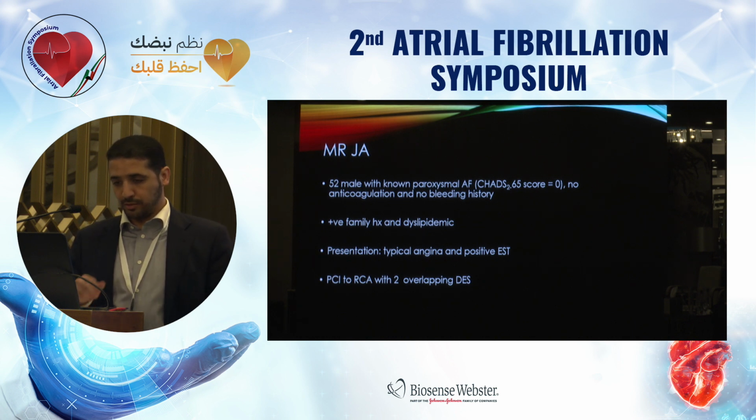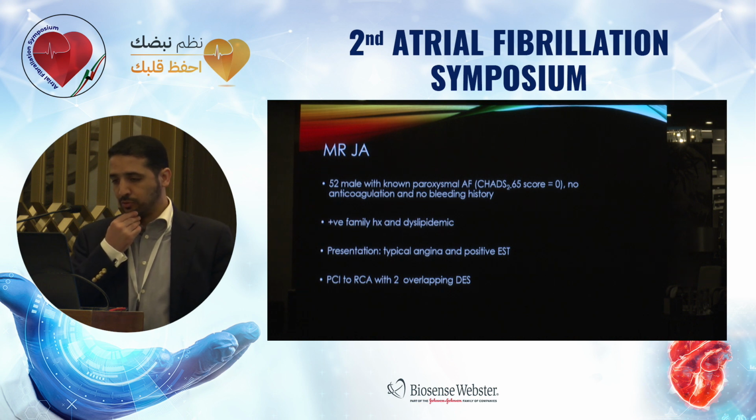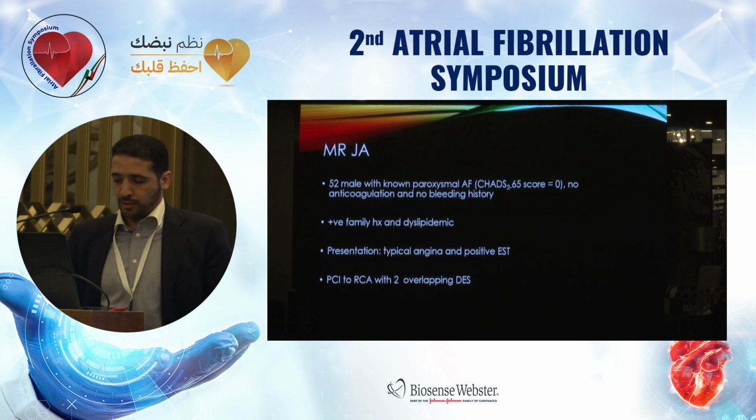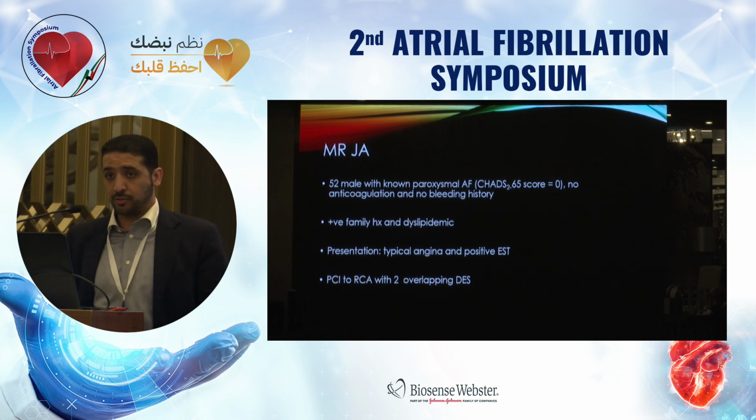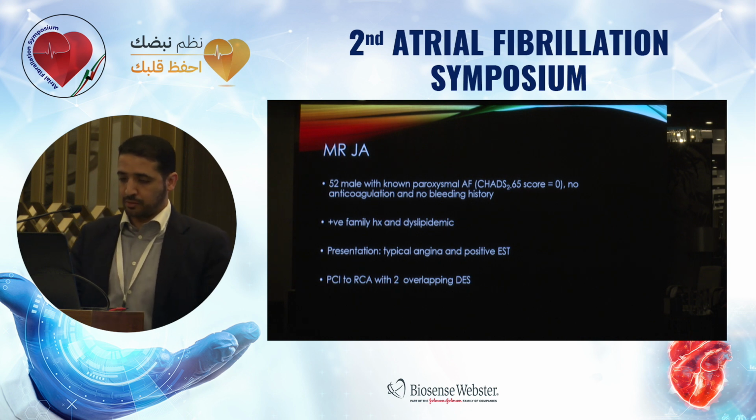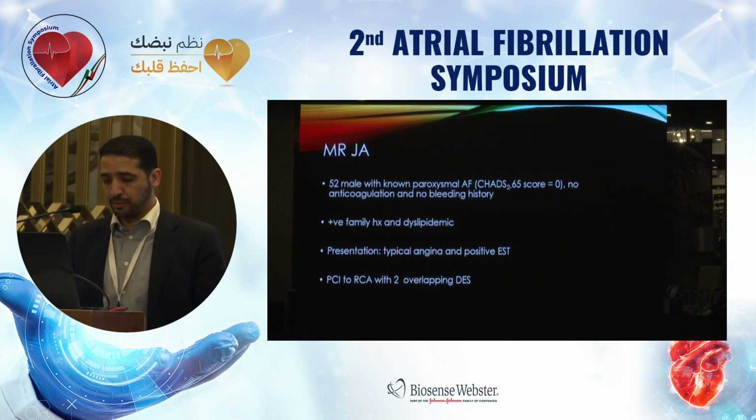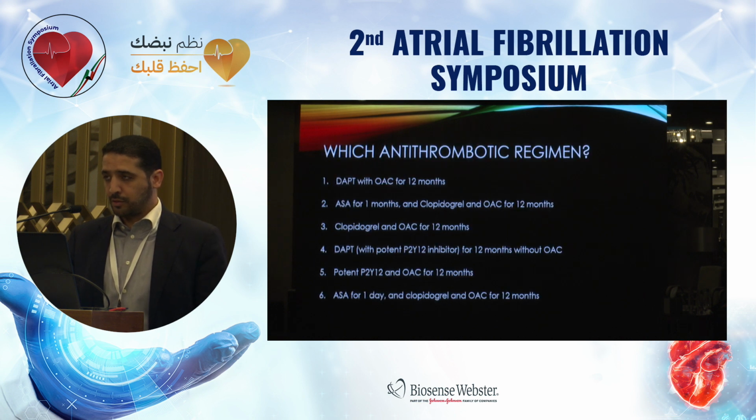Mr. AJ is a 52-year-old who has paroxysmal AFib. CHA2DS2-VASc is 0. He is not on any anticoagulation and has no bleeding history. He has a positive family history for coronary artery disease, diabetes, and dyslipidemia, and he has typical anginal pain and then a positive stress test. He had an angio and a PCI to the RCA with 2 overlapping drug-eluting stents. So how are you going to treat him?